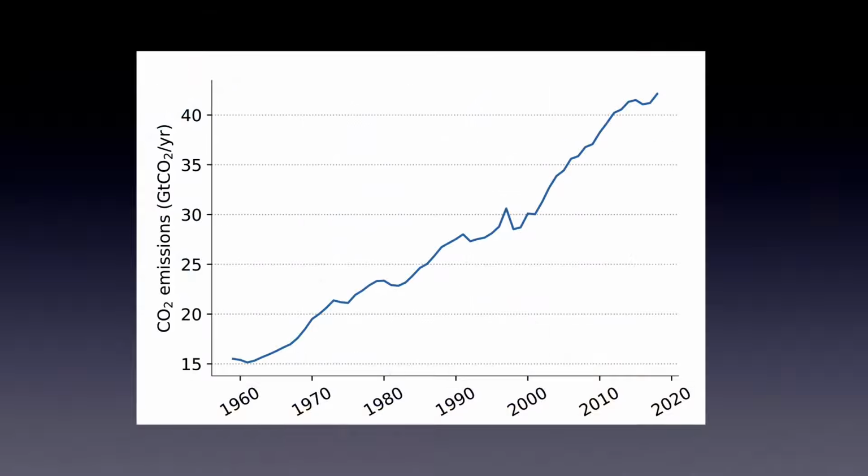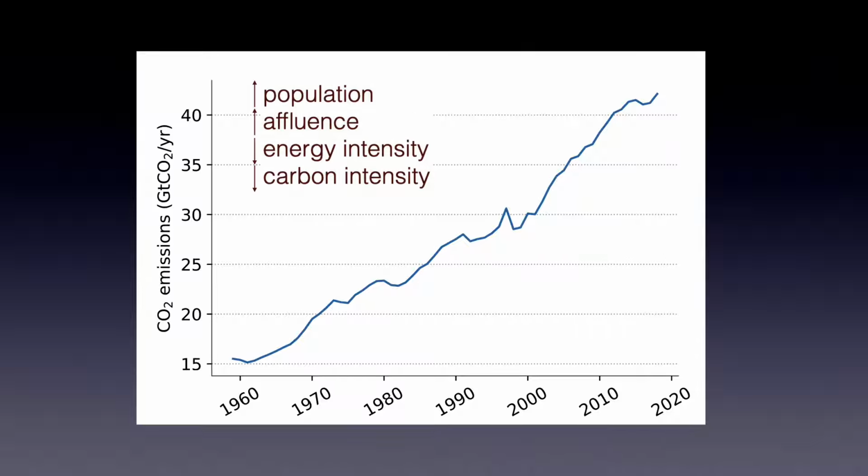If we look at the actual carbon dioxide emissions, we see that it increased by a factor of about 3 since the 1960s. Again, this is driven by an increasing population that is also getting richer and therefore consuming more, but it's offset by decreases in energy intensity and carbon intensity. So now we have a handle on what's going on in the past, and in the next video we'll turn towards what we expect in the future.